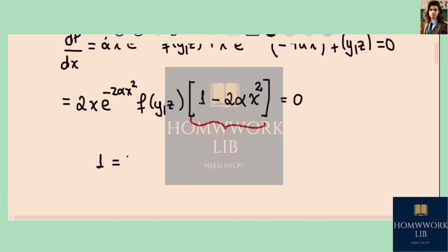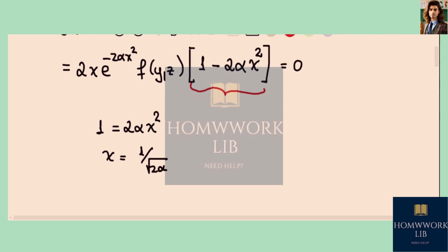So we have 1 equals 2 alpha x squared, which means that x is equal to 1 over the square root of 2 alpha. Okay, so this is the value of x0. Actually, it's plus or minus 1 over the square root of 2 alpha, since we were taking the square root. And these two are the most probable values of x0.